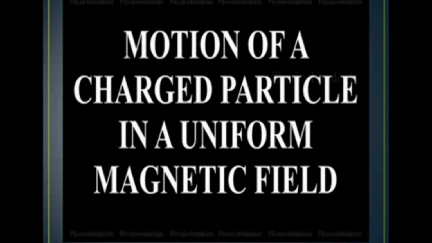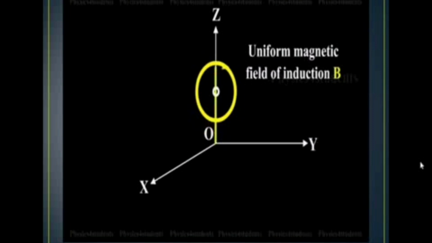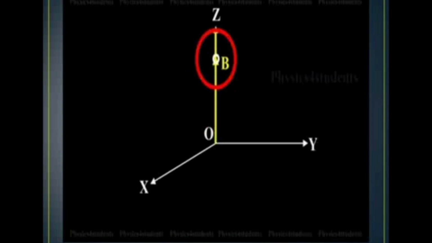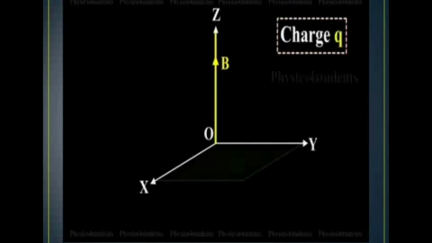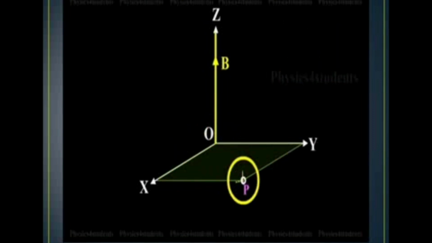So, motion of a charged particle in a uniform electric field. So I can take the 3 axes x, y, z. So B is the magnetic induction. Let's take the magnetic induction to be along the z axis. There is a charge q, and the mass of that charge is m, that is placed in the xy plane.